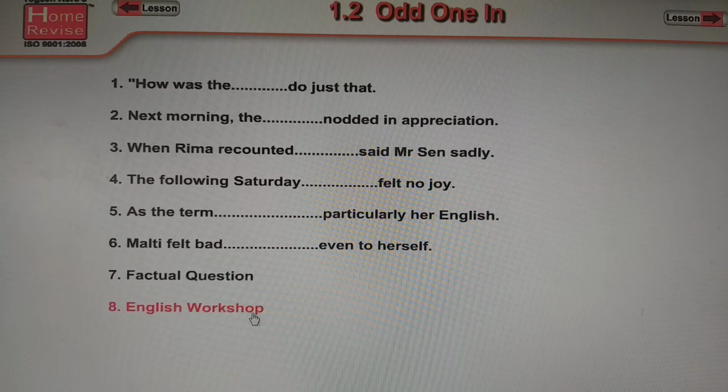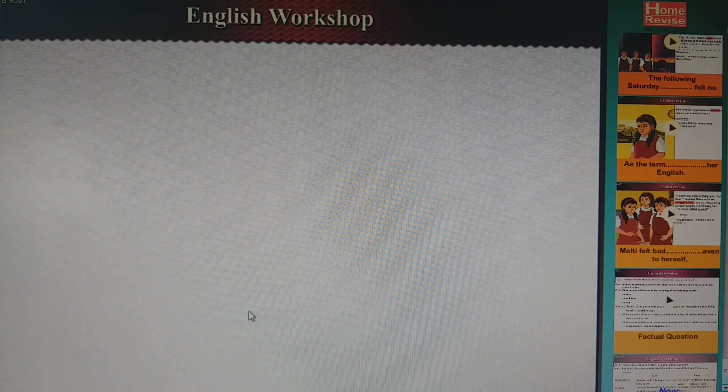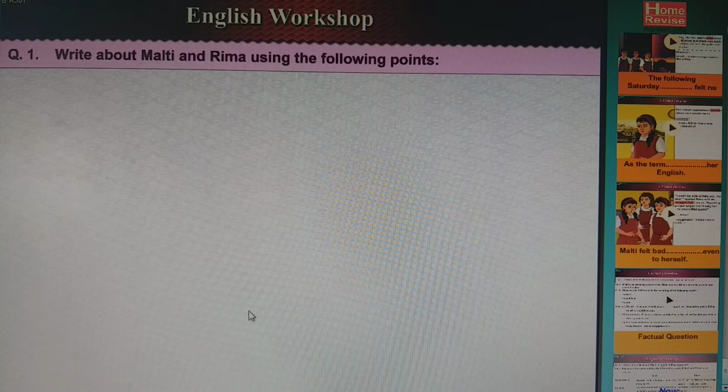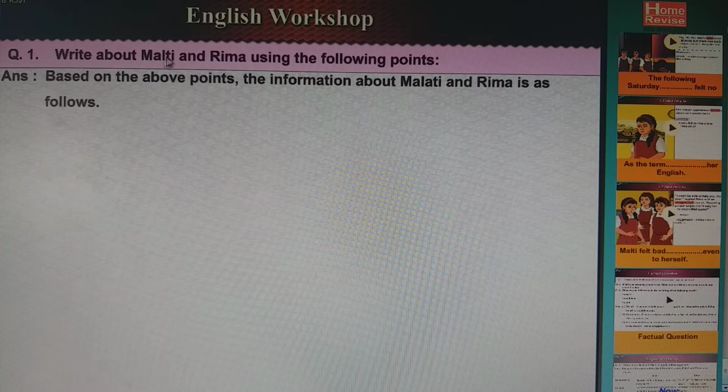Today we are going for the English workshop. So let's start with the workshop. The first thing is that you have to read the story turn by turn. The next question: a few points have been given, and we have to find the difference between the descriptions of Malti and Rima. It can be used as a form of comparison also. So we are going to see the description of both Malti and Rima, and a few points are already given.